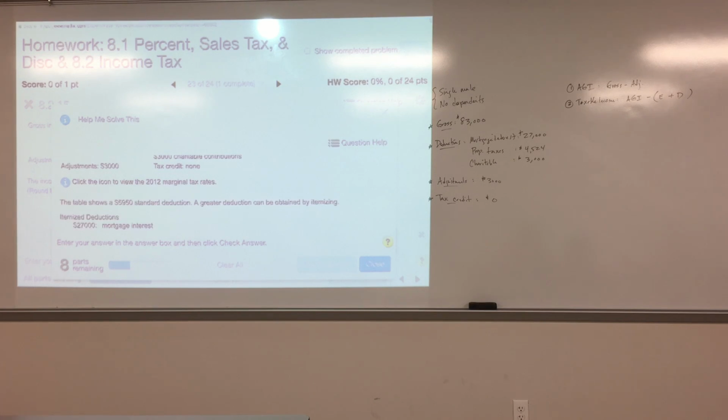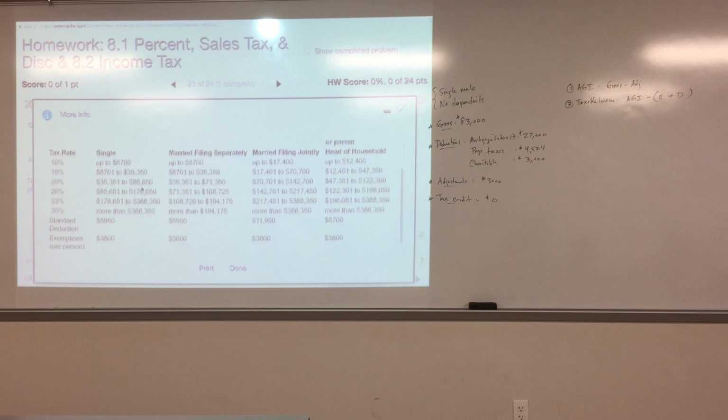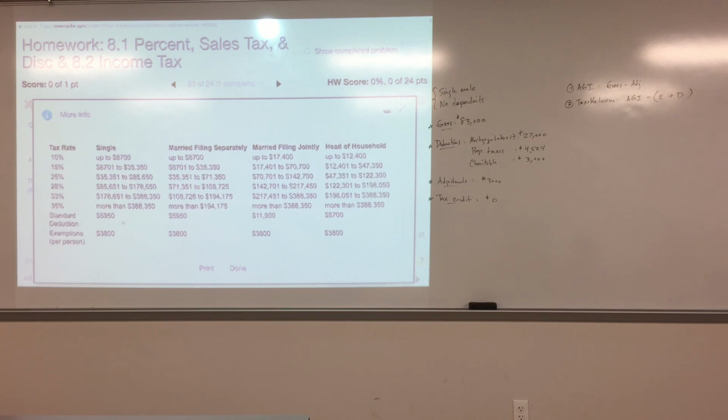The table shows a $5,950 standard deduction. Let's go look at that. I'm coming back to the table. Remember, we are working out of the single column because that's the situation we have. Now, we took care of the exemptions, but if we go 1 row up, we see standard deduction. The standard deduction allows us to deduct $5,950 from our AGI to then produce our taxable income. Does that make sense, guys?